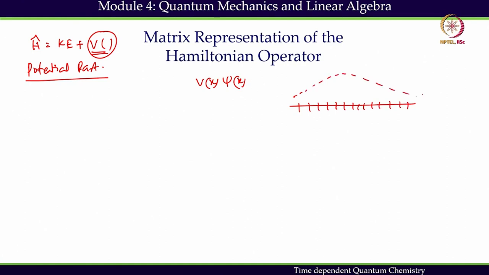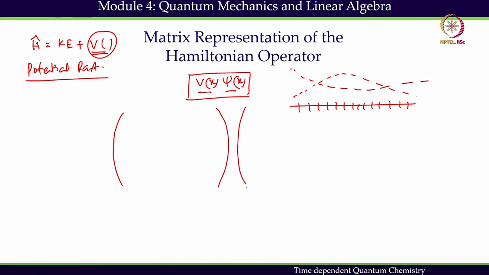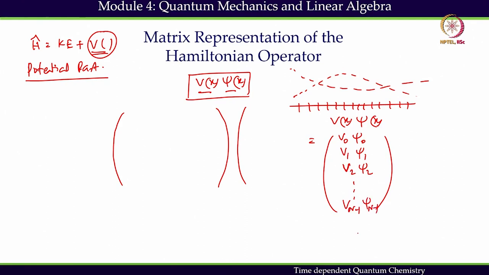So this is, let's say, ψ. And V(x), let's say, has a form like this. If I multiply these two functions, this is scalar multiplication. Scalar multiplication is nothing but the multiplication of individual elements of the respective matrix. So V can be represented diagonally because it is just a scalar multiplication. In the end, V(x) ψ(x) in the matrix form should be like V0 ψ0, V1 ψ1, V2 ψ2, like this, and then V(n-1) ψ(n-1). Because we have taken ψ0 to be 0, the first term and the last term will be gone because of the boundary condition. So I have now V(n-2) multiplied by ψ(n-2).